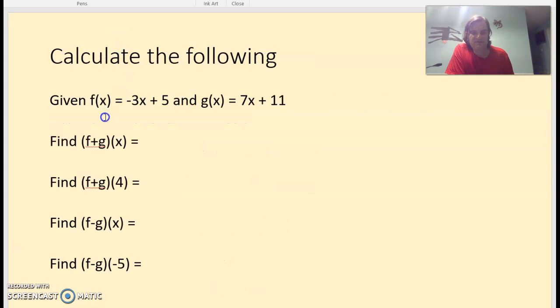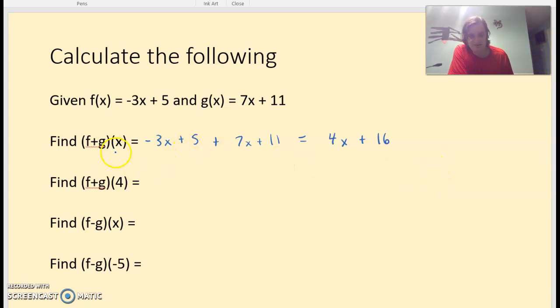Okay, so I've got two functions here, and they're pretty simple to work with. f of x is negative 3x plus 5. g of x is 7x plus 11. So we're going to say f plus g of x. There's no real new input here, so we're just adding the functions together to get an expression: negative 3x plus 5 plus 7x plus 11. We can combine like terms, so that function, when combined, will look like 4x plus 16.